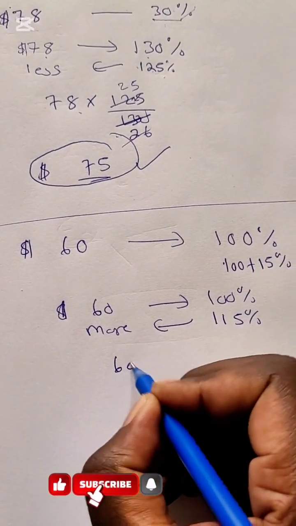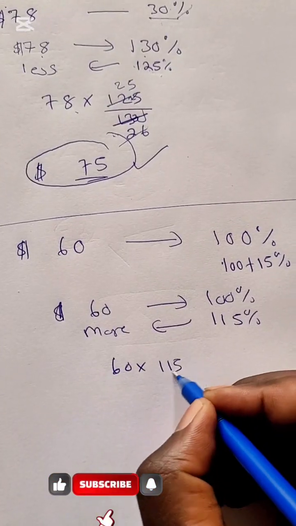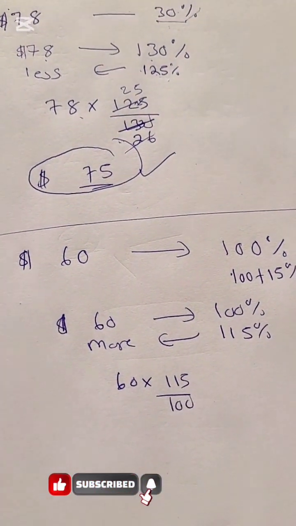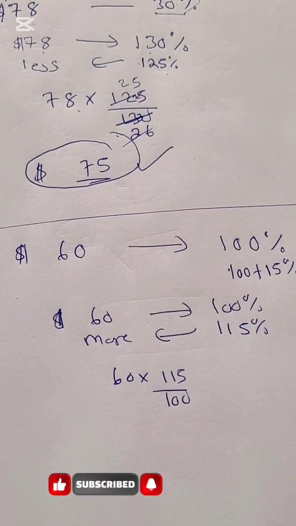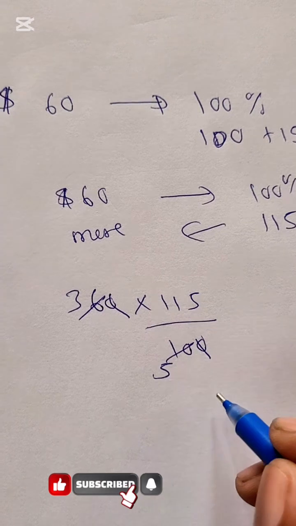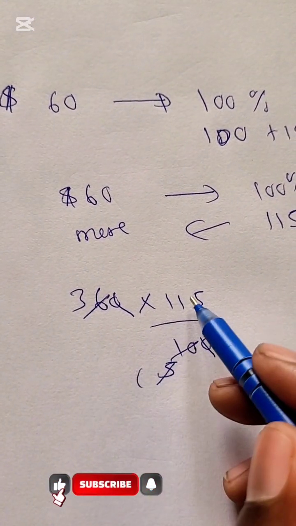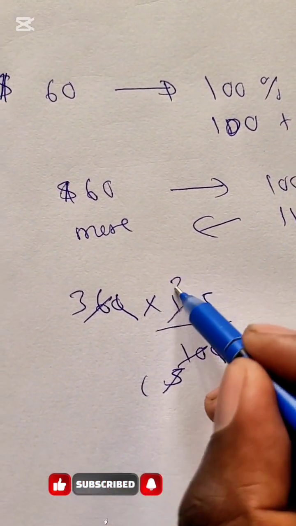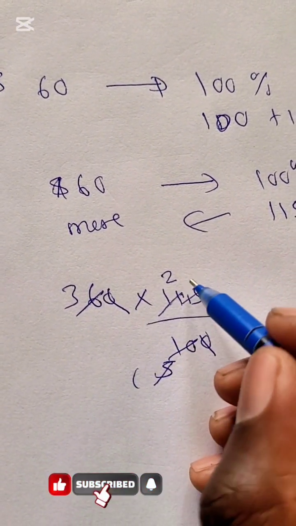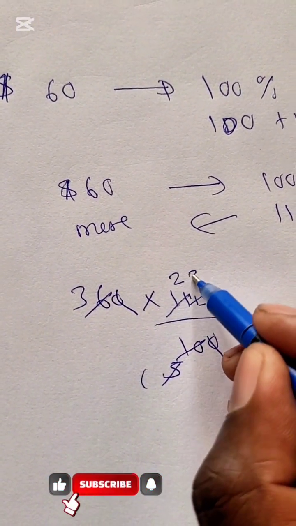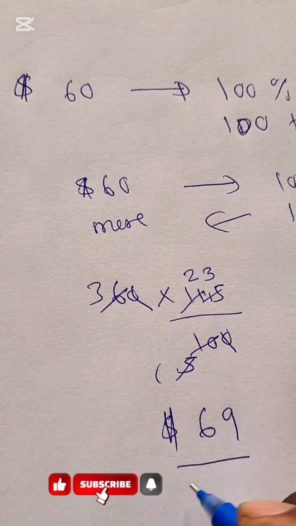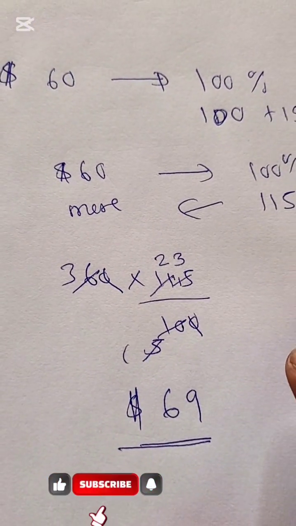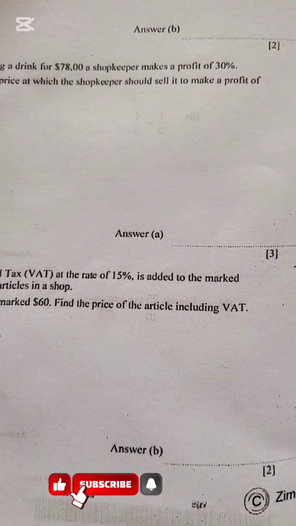Okay. So we're going to say 60 multiplied by 115 over what? Over 100. So it's 60 multiplied by 115. Okay. So 5 into 5, that's 1. Then 5 into 10, that's 2. Remainder 1 into 15. 5 into what? Into 15, you get 3. So 3 times this one to get what? To get $69. Okay. So get what? $69.